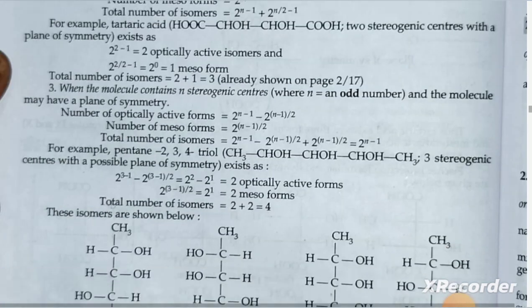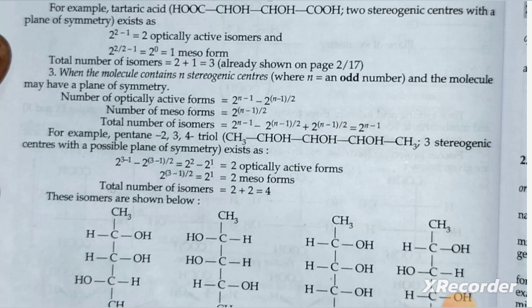Third, when a molecule contains n stereogenic centers, where n is an odd number, and the molecule may have a plane of symmetry, the number of optically active forms is equal to 2^(n-1) minus 2^((n-1)/2). Number of meso forms is equal to 2^((n-1)/2). Total number of isomers is equal to 2^(n-1) minus 2^((n-1)/2) plus 2^((n-1)/2), which is equal to 2^(n-1).